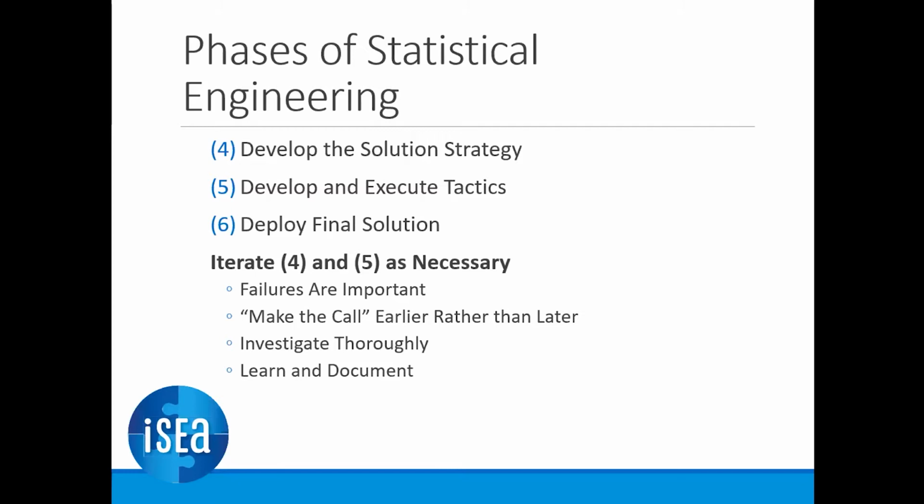Now, as I have said, as we get into the problems, you have to iterate between 4 and 5. The initial solution strategy may run into an issue. Failures are important. One of the things that you learn in innovation, don't fear failure. Fail early, fail often, but learn. Make the call early, not late. Investigate it thoroughly. Learn and document. And if that means you have to change your solution strategy, that's fine. That's the adapt and overcome that I talked about before.